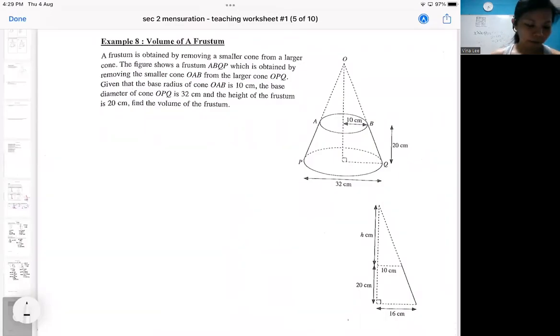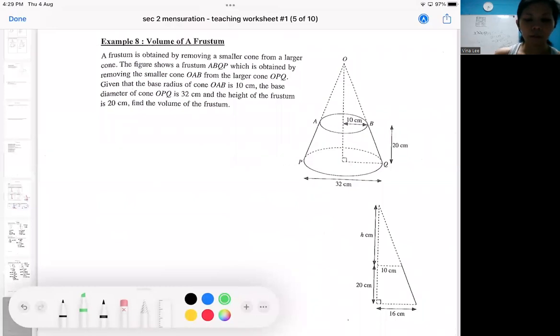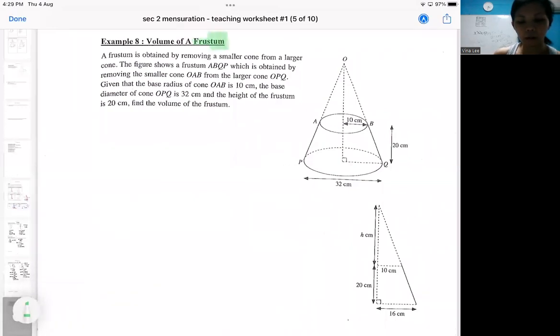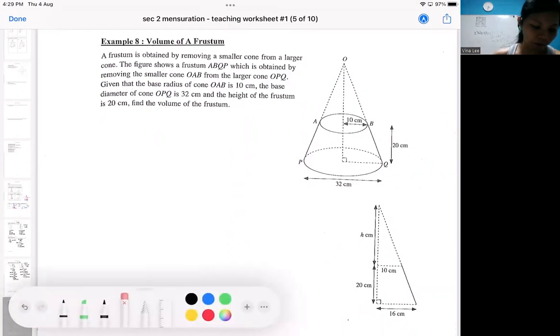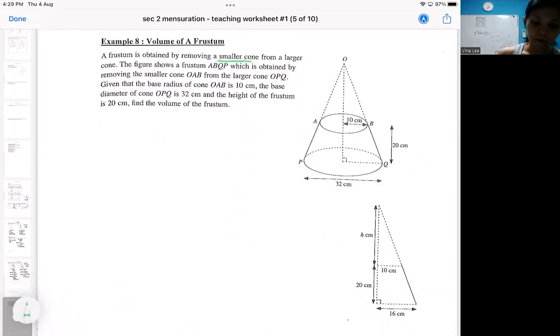Okay, so this is one of the more important sections under cone. It is something called a frustum, because a frustum is a weird shape. It is a weird shape created by removing a small cone. So we remove a small cone from a big cone.